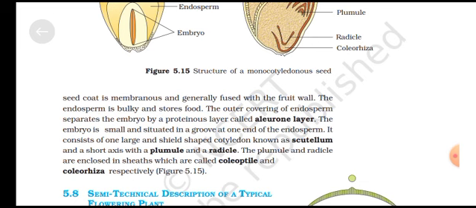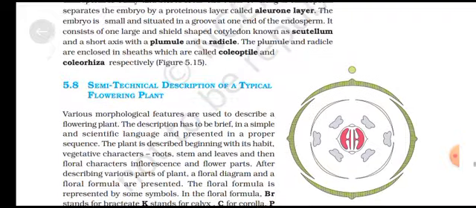Its ploidy is 3n. The embryo is small and situated in a groove at one end of the endosperm. It consists of one large and shield-shaped cotyledon known as scutellum and a short axis with a plumule and a radicle. The plumule and the radicle are enclosed in sheaths, which are called coleoptile and coleorhiza respectively.